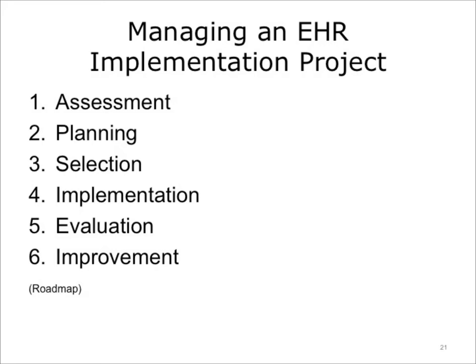Step 2. Planning. The practice data collected from the previous stage is carefully reviewed. Based on this, the electronic health records implementation goals are defined, and improvement opportunities are identified and targeted. Step 3. Selection.